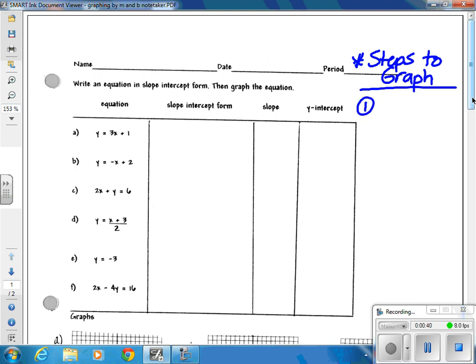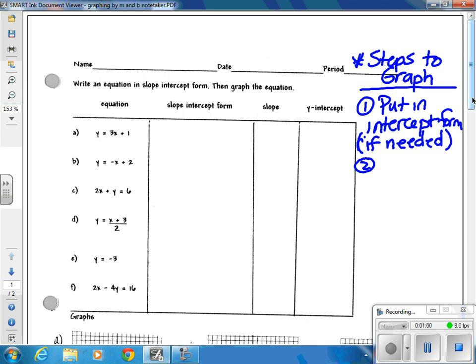So the first thing that you must do, if necessary, is to put the equation in intercept form. And again, that's on an as-needed basis. So in parentheses, I'm going to put if needed. If it's already there, you don't have to worry about it. But if it isn't, you have to make that your first move. Once you've put your equation in intercept form, you're going to then, second step, identify the slope and y-intercept, because those are your two most important pieces to make the graph work.